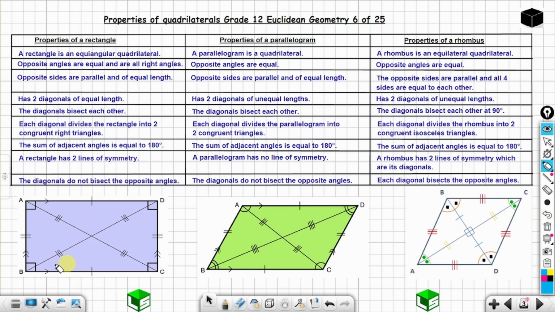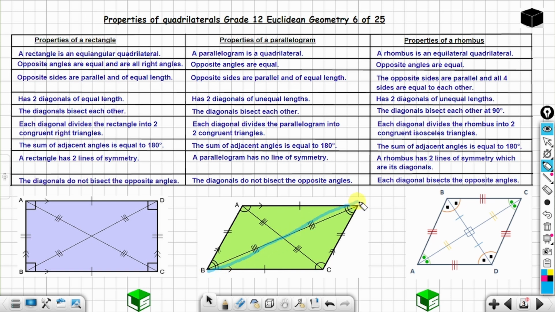Okay, not this, because if I fold this part about this line, it's not going to lie exactly on top of this. So this is not a line of symmetry, and this is also not a line of symmetry. Okay, only two lines, this one and this. Now, for a parallelogram, we don't have a line of symmetry. A parallelogram has got no line of symmetry. You can't have it.